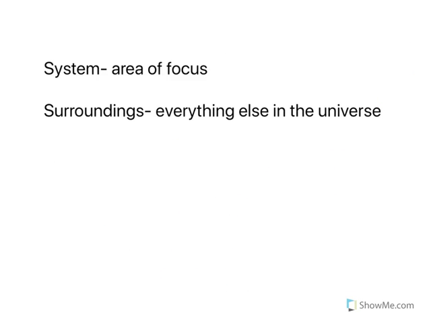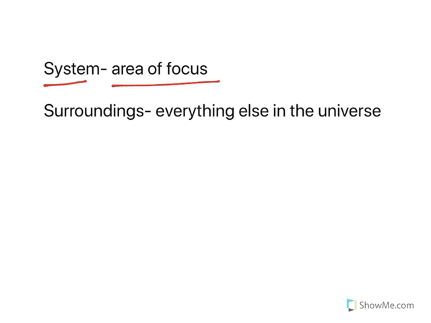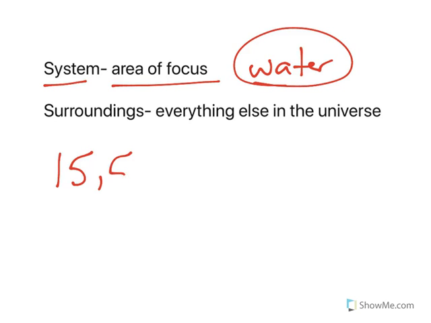So another concept that we need to define is system versus surroundings. The system is whatever you're focusing on in that given situation. In this previous example right here, we were applying heat to the water, so the water would be our system. The surroundings is everything else in the entire universe. It's almost irrelevant to think about it too specifically, because in our previous problem, we were focusing on the temperature change of the water. We knew that 15,500 joules of energy was being added to the water, but we did not necessarily care where it came from. So we can say that it simply came from the surroundings.